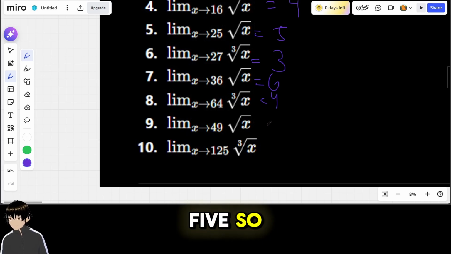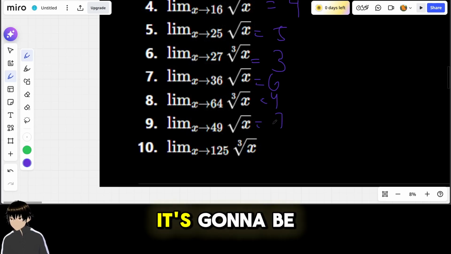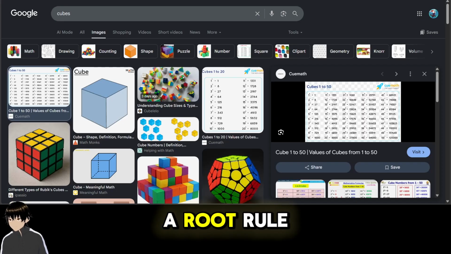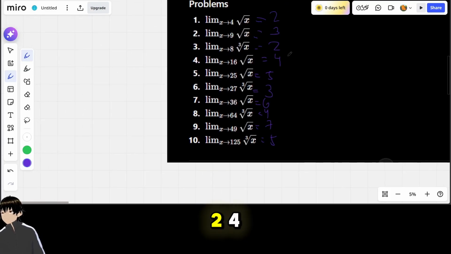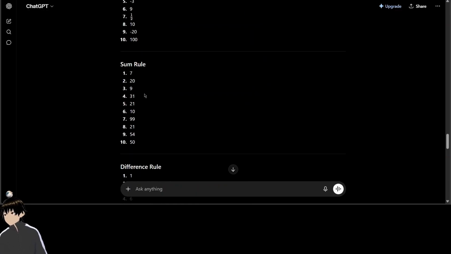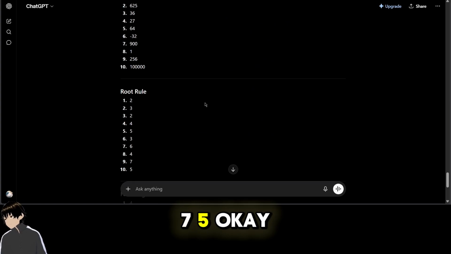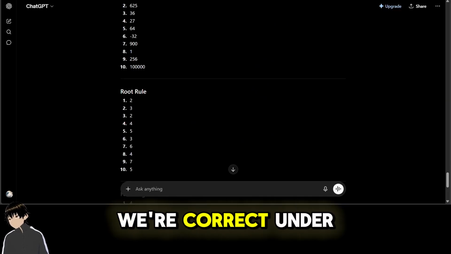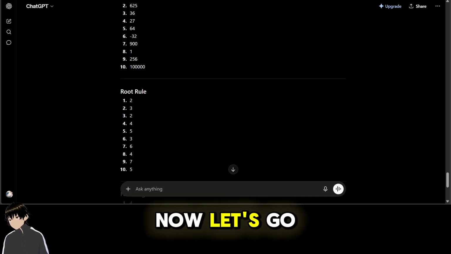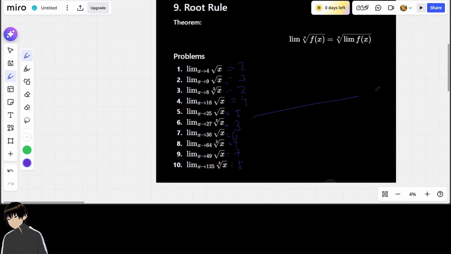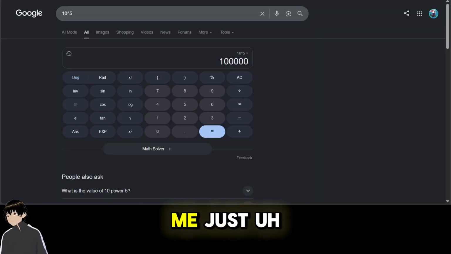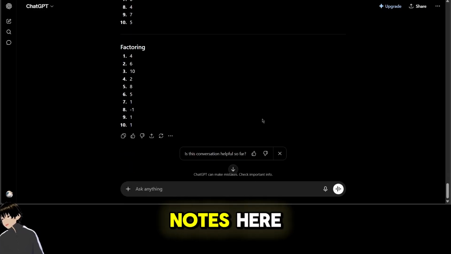125 is 5. So that's the root rule, the square root rule. Okay, so 2, 3, 2, 4, 5, 3, 6, 4, 7, 5. Okay, so we're correct in the root rule. Now let's go on to the good parts. Okay, factoring. Let me just look at my notes here.